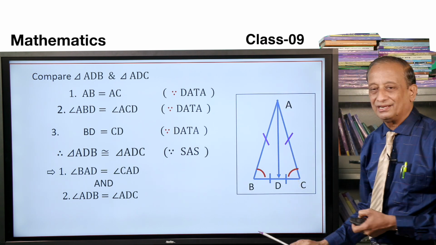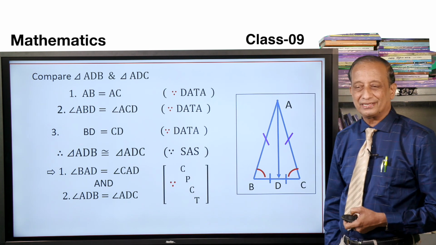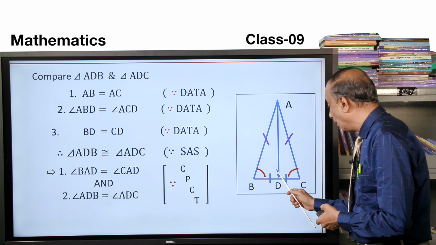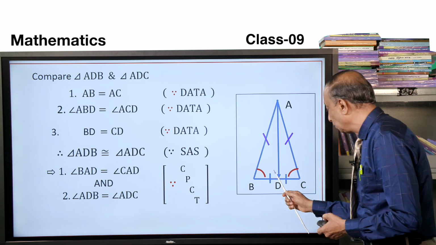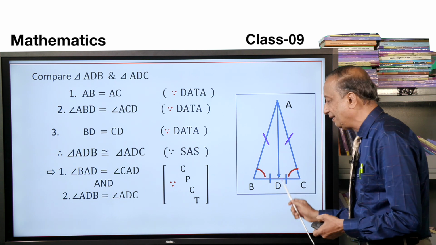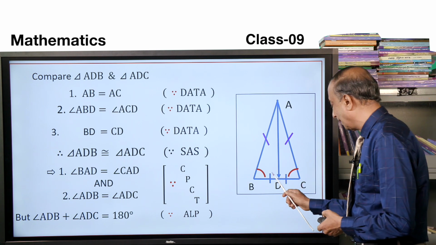These two angles are equal. Do you know the reason? It's all because of the corresponding parts of congruent triangles. But how to show that this AD is perpendicular to BC? It's quite easy, children. You know that this plus this is 180 because they are adjacent angles of a linear pair. So the sum is 180.